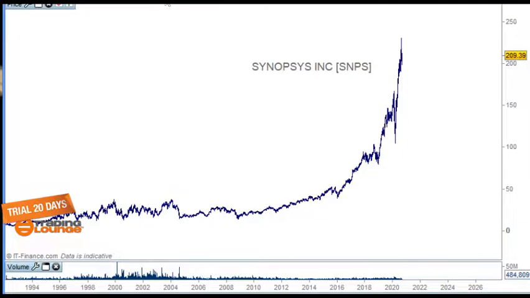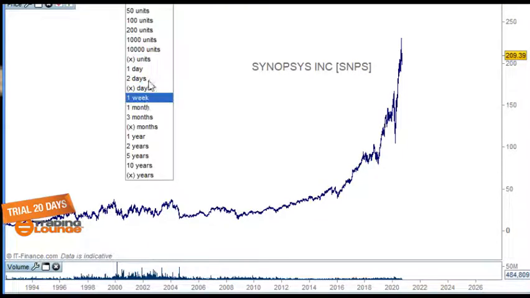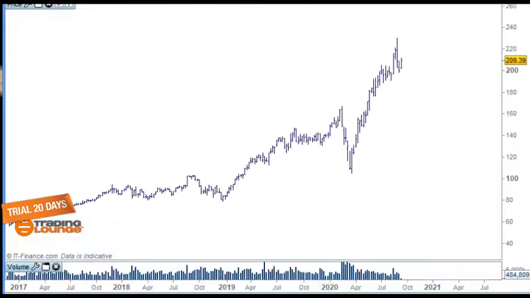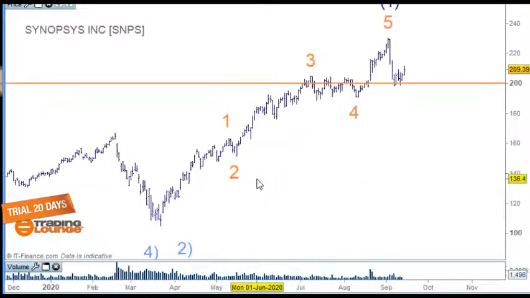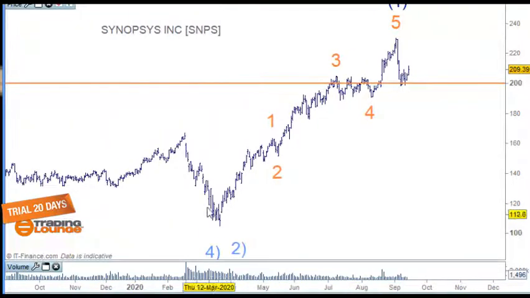So I'm just going to go to the daily chart now for this, and picking it up on this March low here. So I have a lot of work to do. That's what I'm trying to say on this.